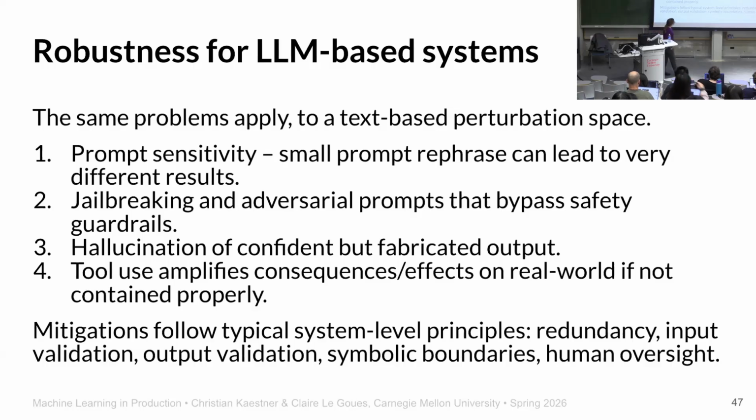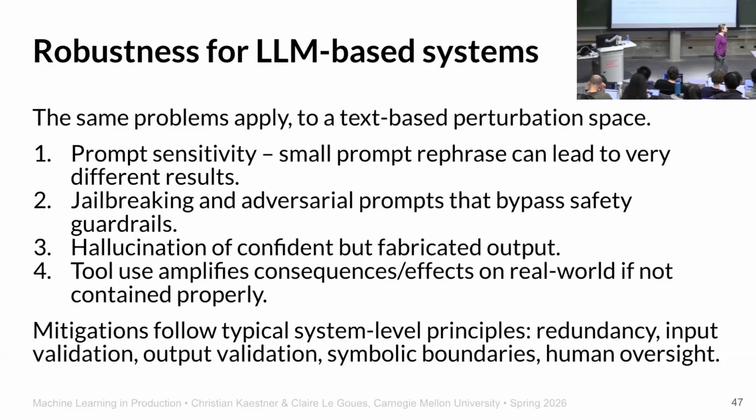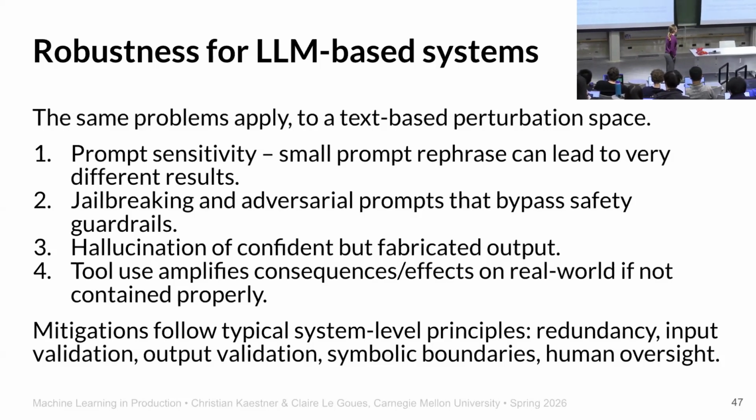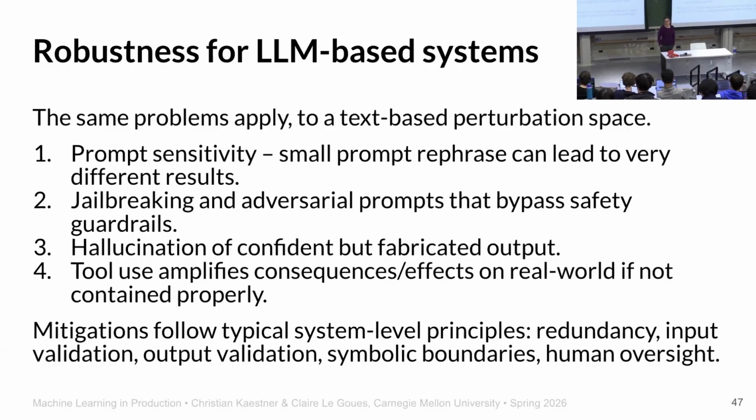Robustness for LLM-based systems, it's all the same problems. The perturbation space is just different. I give you all these examples about images. Small prompt rephrasing can lead to wildly different results. I'm sure you've noticed. There's fun security papers about this. If you ask code-based models to generate code, very small changes to your prompt can cause it to do the good thing versus the wildly insecure thing. It's funny.